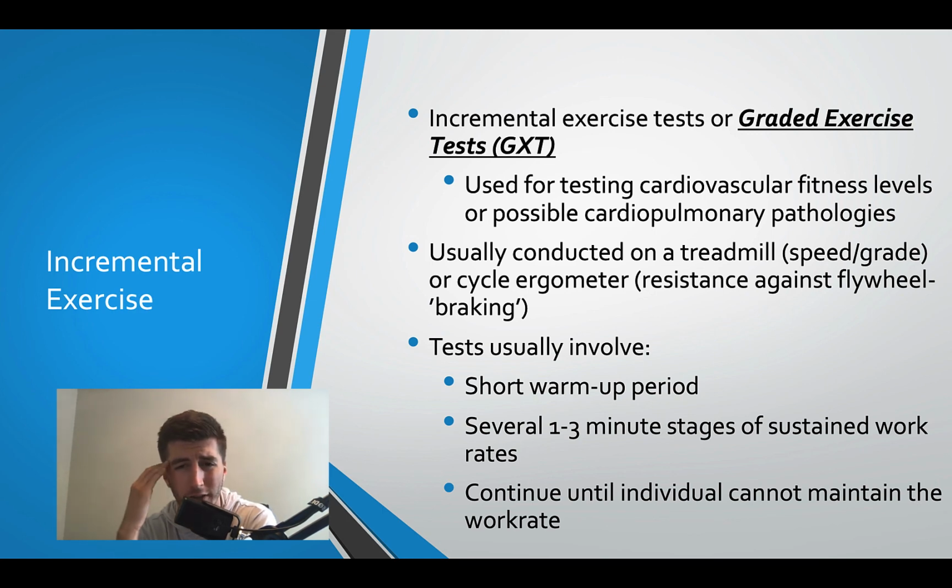Incremental exercise tests, or GXTs, are usually set up so they have these 1 to 3 minute work stages. After 1 to 3 minutes, you end up either increasing the speed if you're on a treadmill, or increasing the incline on the treadmill. If you're doing a bike test, you end up adding a mechanical resistance, or adding an electronic brake to the flywheel. You can think about this as putting someone on a hill on a bike, or making it harder for them to push the pedals. You're making it a harder exercise, so you're taxing the individual a little bit more and a little bit more as you apply the brakes.